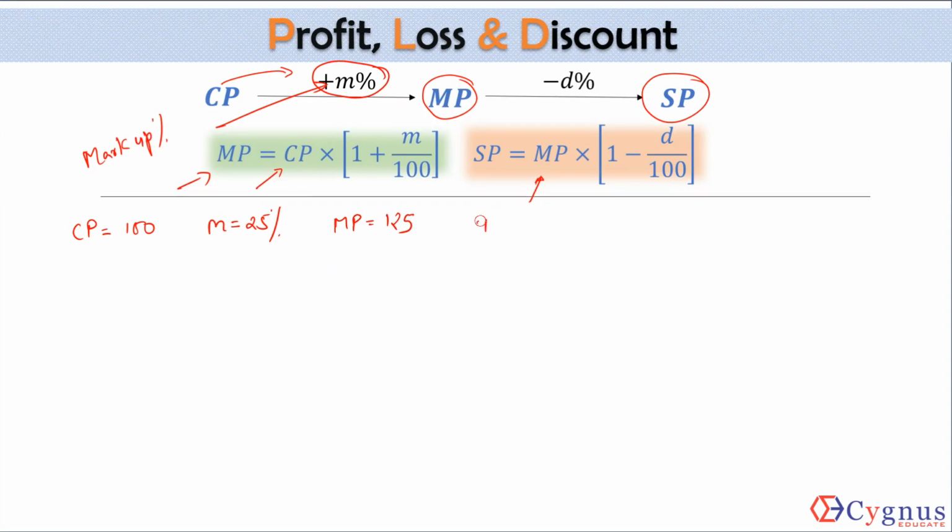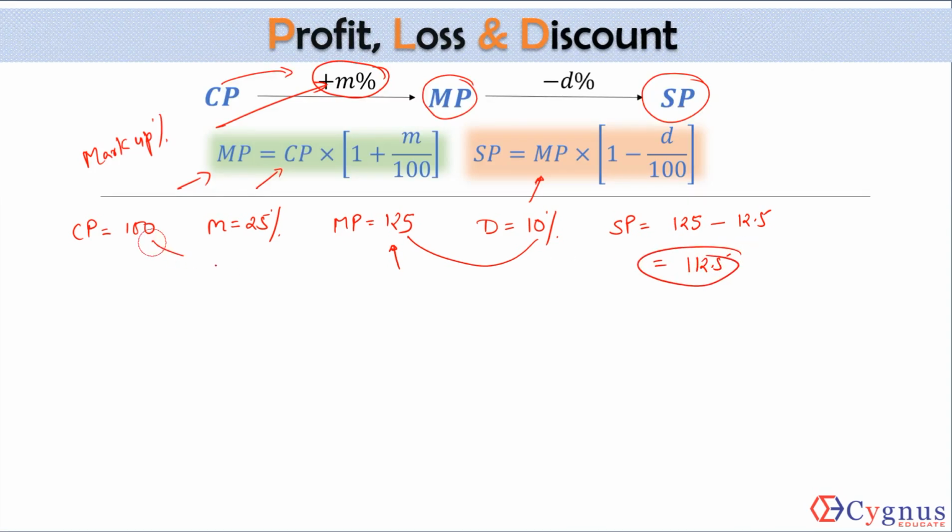Now the shopkeeper allows you a discount of some percent. Let's say a discount of 10%. What does it mean? I'll have to reduce this price by 10%. In that case, the selling price becomes how much? Selling price will be mark price, which is 125, minus discount 10%. 10% of 125 will be 12.5. So the selling price will become 112.5.